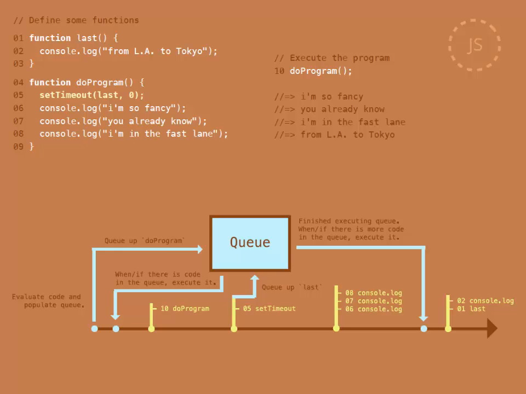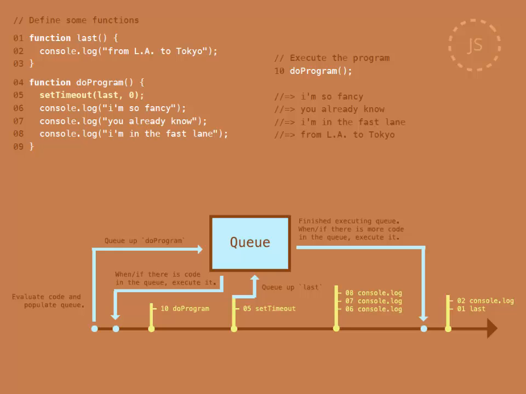Is anybody in here not familiar with setTimeout? Okay, great. So setTimeout is going to execute your function after some delay, right? But in this case, we've set it to have absolutely zero delay. And then after that, we're going to console.log these other ones. I'm so fancy, you already know I'm in the fast lane.